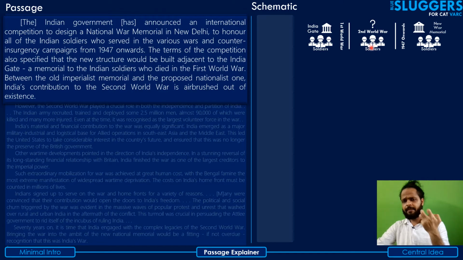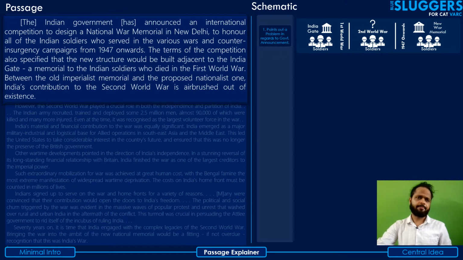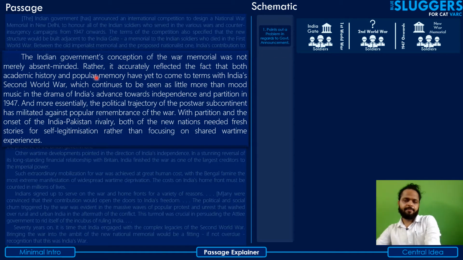Like they have not been paid the respect that is due for them, right? They have not been commemorated anywhere, right? So that's the point he has pointed out. That's what he has pointed out in the first paragraph. Okay, so in the first paragraph, the author basically points out a problem with respect to a particular government announcement, and on the basis of that, the author has pointed out a concern here. Okay, coming to the next paragraph.